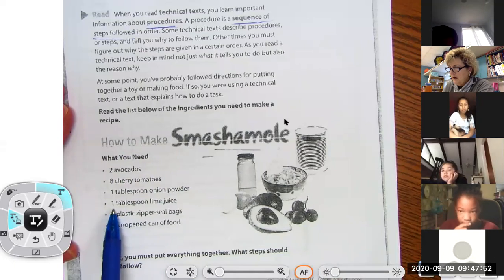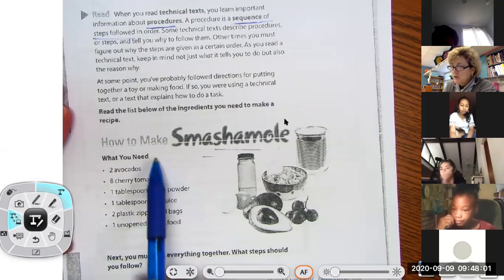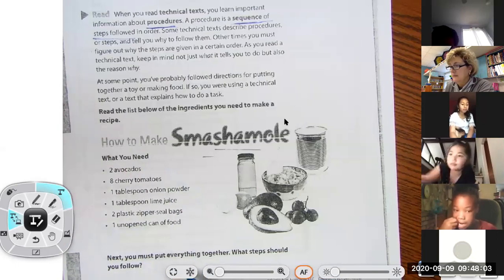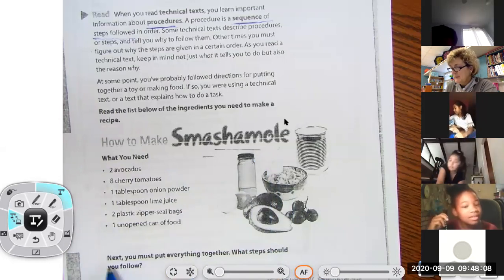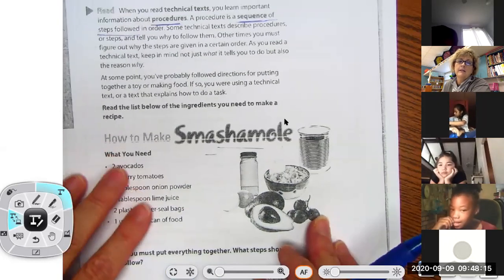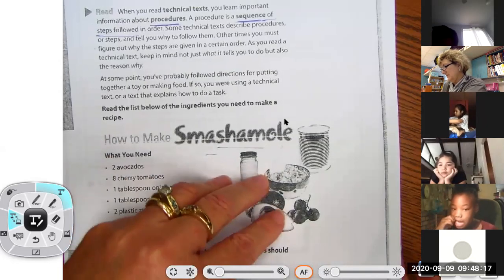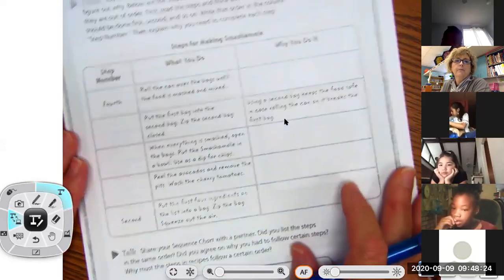Okay. 1 tablespoon of lime, 2 plastic zipper seal bags, and 1 unopened can of food. Okay. This is just the things you're going to need for this recipe for Smash-A-Mole. Okay. It says next you must put everything together, and it says what steps will you follow. That's where our technical how-to-do-it comes in. So you should have another step page that's going to look like this. Okay.